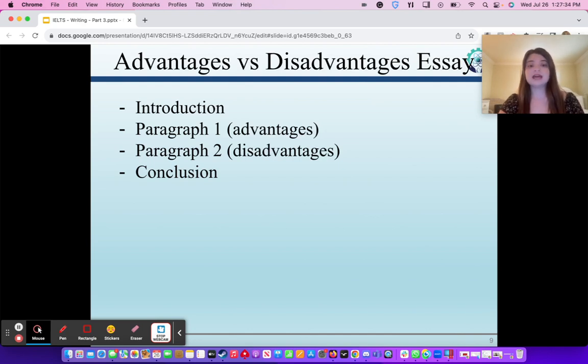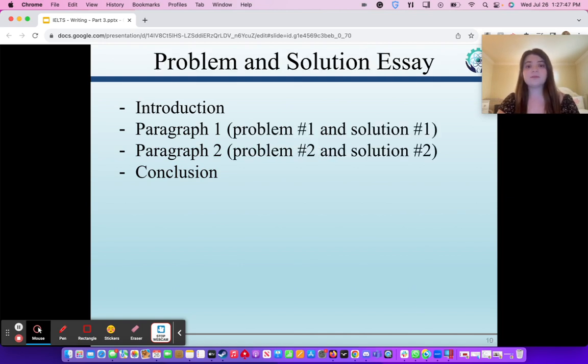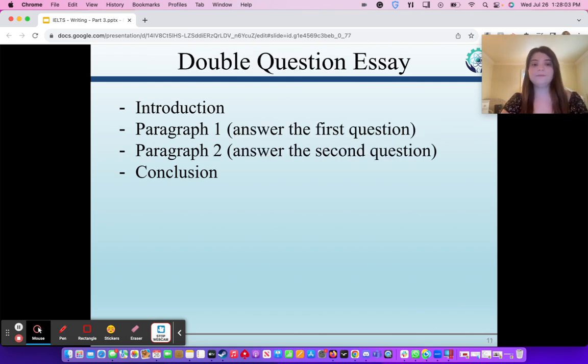For an advantages and disadvantages essay, you're going to give an introduction. Paragraph 1 is going to talk about an advantage or the advantages, and paragraph 2 will talk about a disadvantage or the disadvantages. For a problem and solution essay, you're going to start with your introduction, and then paragraph 1 will talk about the problem and solution one. And then paragraph 2 will talk about a second problem and second solution to the problem. And then you'll have your conclusion as well.